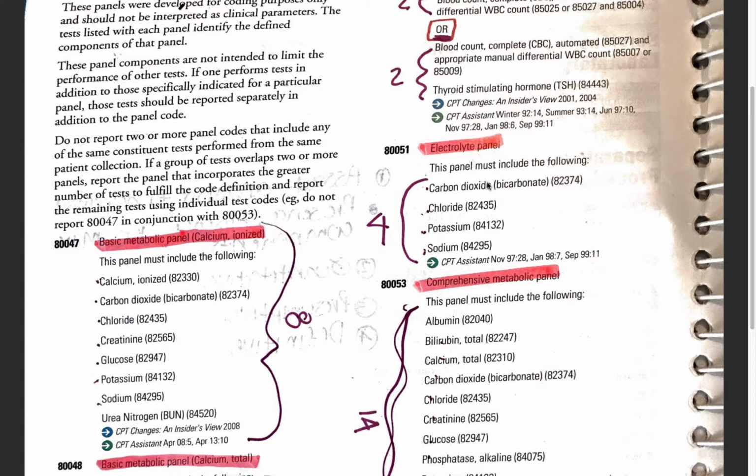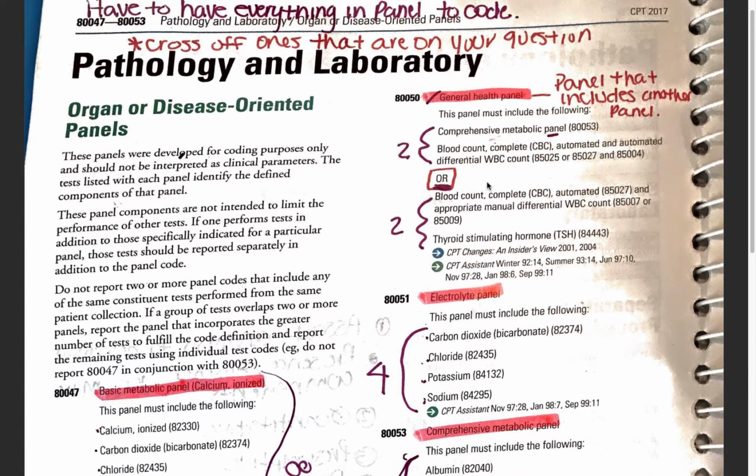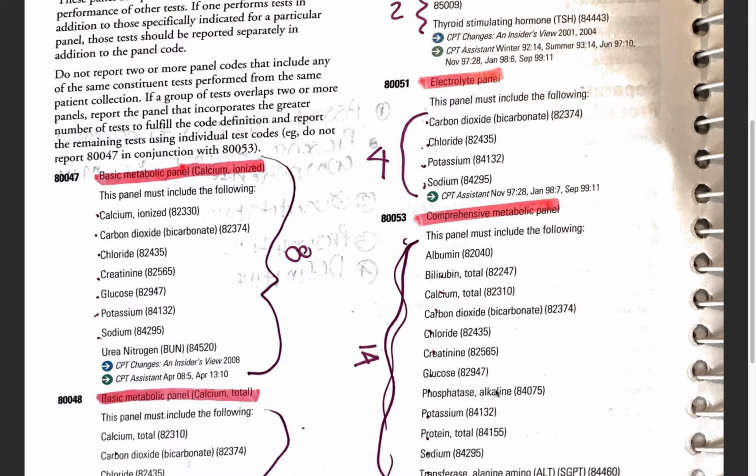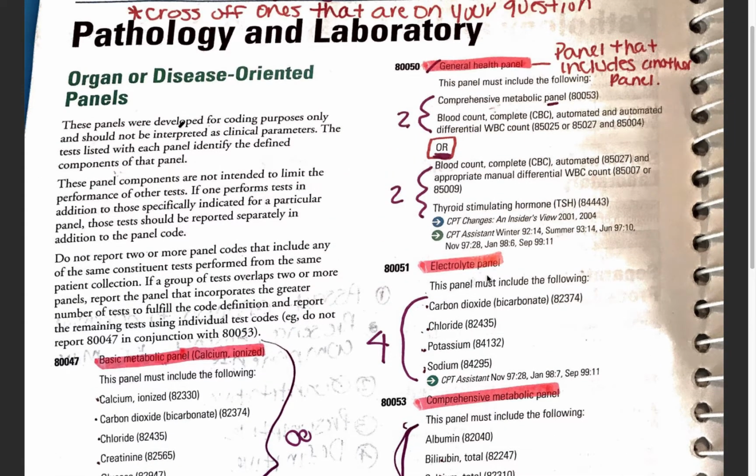Even if you have all of them but one, such as sodium, you cannot use this code and you must do each individual code when coding. You would code all of the codes in parentheses except for the sodium code. Now I do want to mention that some panels mention other panels, for example, the general health panel. This is a panel that includes another panel. This panel must include the comprehensive metabolic panel, which is down here, so it must include all of these, plus it must include a CBC differential WBC count.